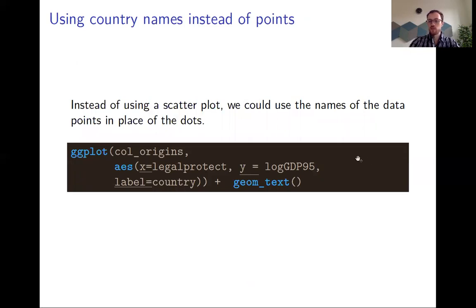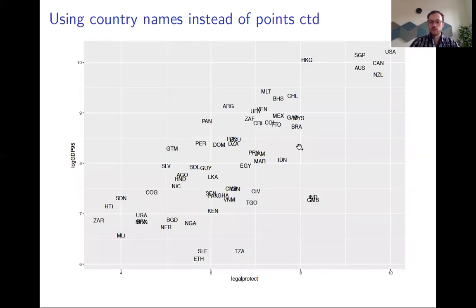If you instead want to have country names instead of points, this would be something where you change the geometry layer. So instead of geom point, you would add a geom text layer. And since you have specified in the aesthetics what should be the label, geom text knows that it should now take the country name and use this when displaying the point. So instead of drawing a point, it just writes the label of each country code.